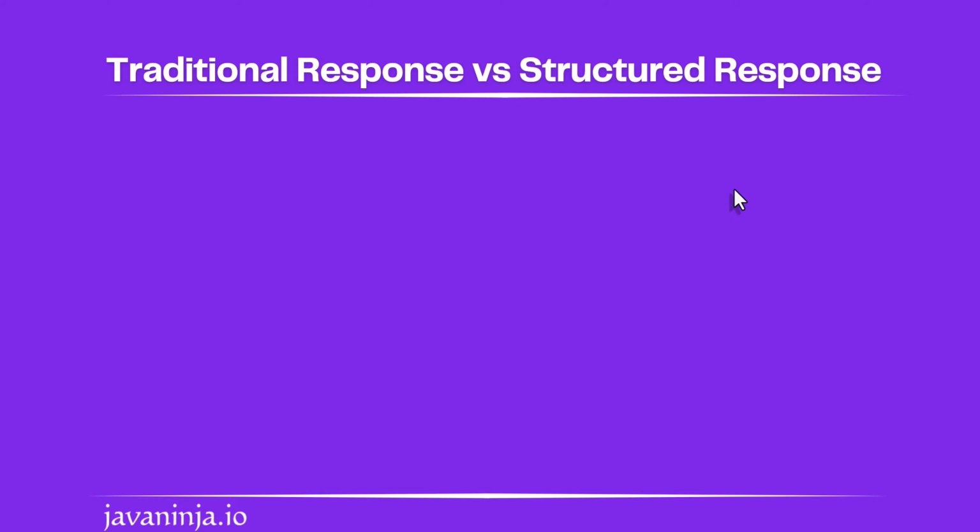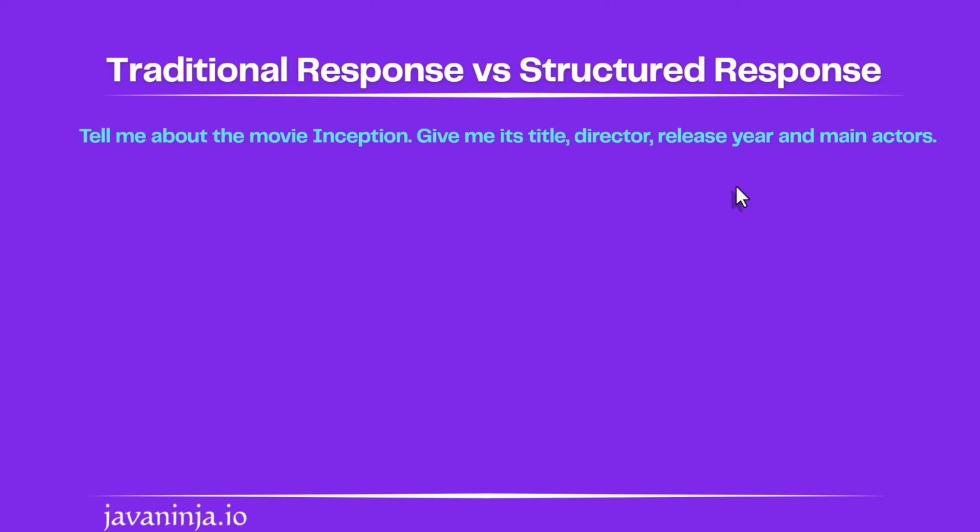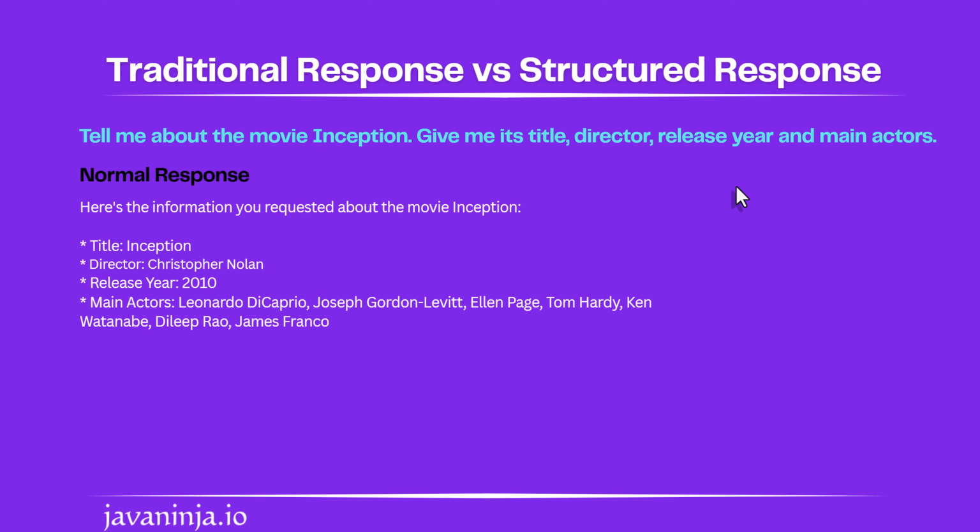Let me give you an example of how a structured response looks as compared to a traditional response. For this given query: tell me about the movie Inception. Give me its title, director, release year and main actors. Let me show you how the normal response looks if I send this particular query to any given large language model. This is how a normal response looks.